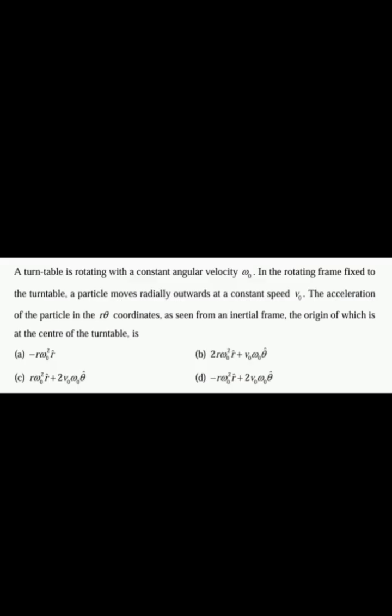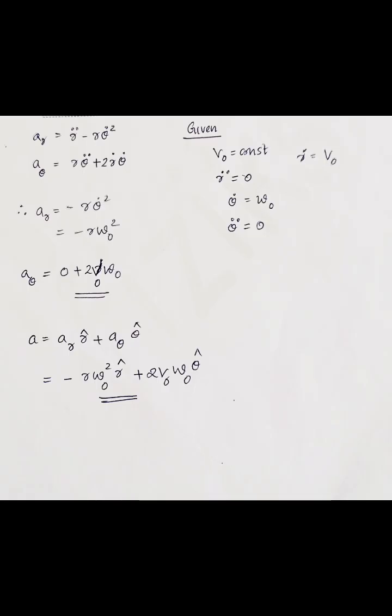The acceleration of the particle in the r theta coordinates as seen from the inertial frame, the origin of which is at the center of the turntable, is dash. So here we need to find the acceleration of the particle. Here it is given that v0 is equal to a constant. That is, r dot is equal to v0, so that r double dot is equal to 0 and theta dot is omega 0 and theta double dot is 0.